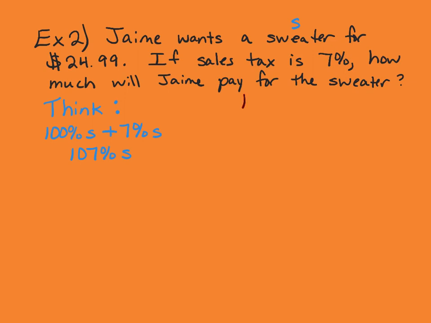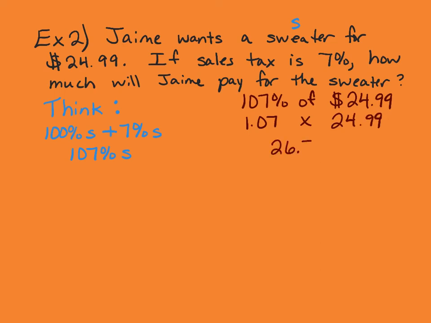So Jamie will pay 107% of $24.99. So now we just solve this. So 1.07 times $24.99, we get 26.7393, and we just want to write our answer in terms of money, in dollars and cents. So we have $26, and that 9 will make the 3 round up, so we have $26.74 for the total cost of the sweater plus the taxes.